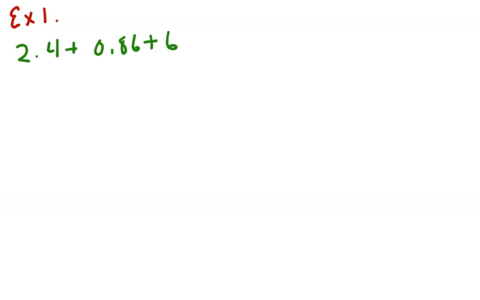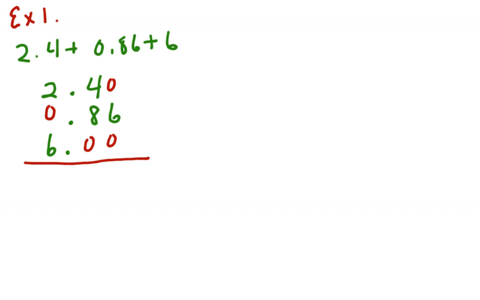So in example 1, we've got 3 numbers to add up: 2.4, 0.86, and 6. I'm going to rewrite them vertically, so we're going to use the vertical method. And I'm going to line up the decimal, 2.4, and right underneath, I'm going to start with the decimal so I get it lined up correctly. 0.86. And then 6, which if it's just a whole number like 6, the decimal is right behind it. So I'm going to include the decimal. Now I'm going to fill in some placeholders with zeros, which I'm allowed to do, just so that we know everything's lined up.